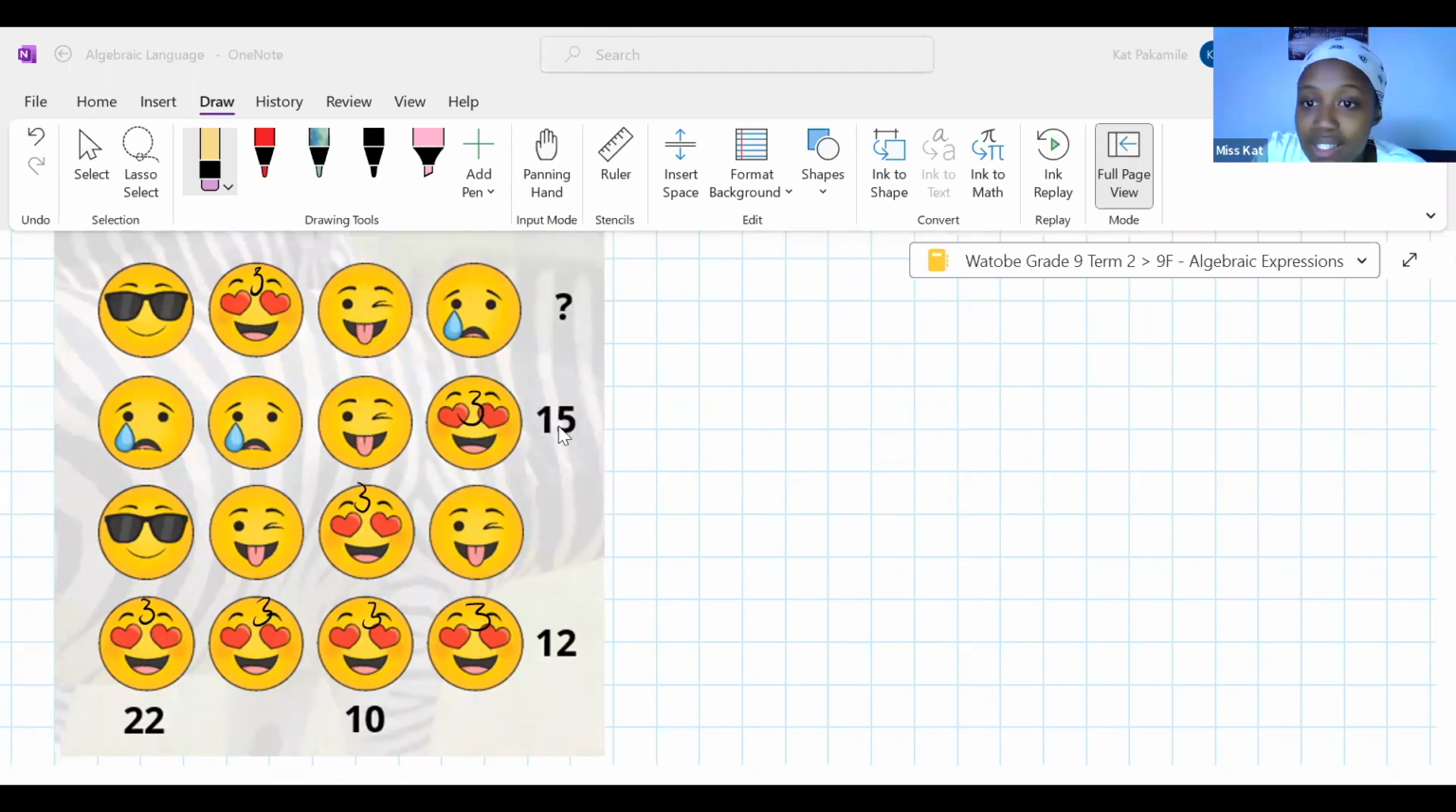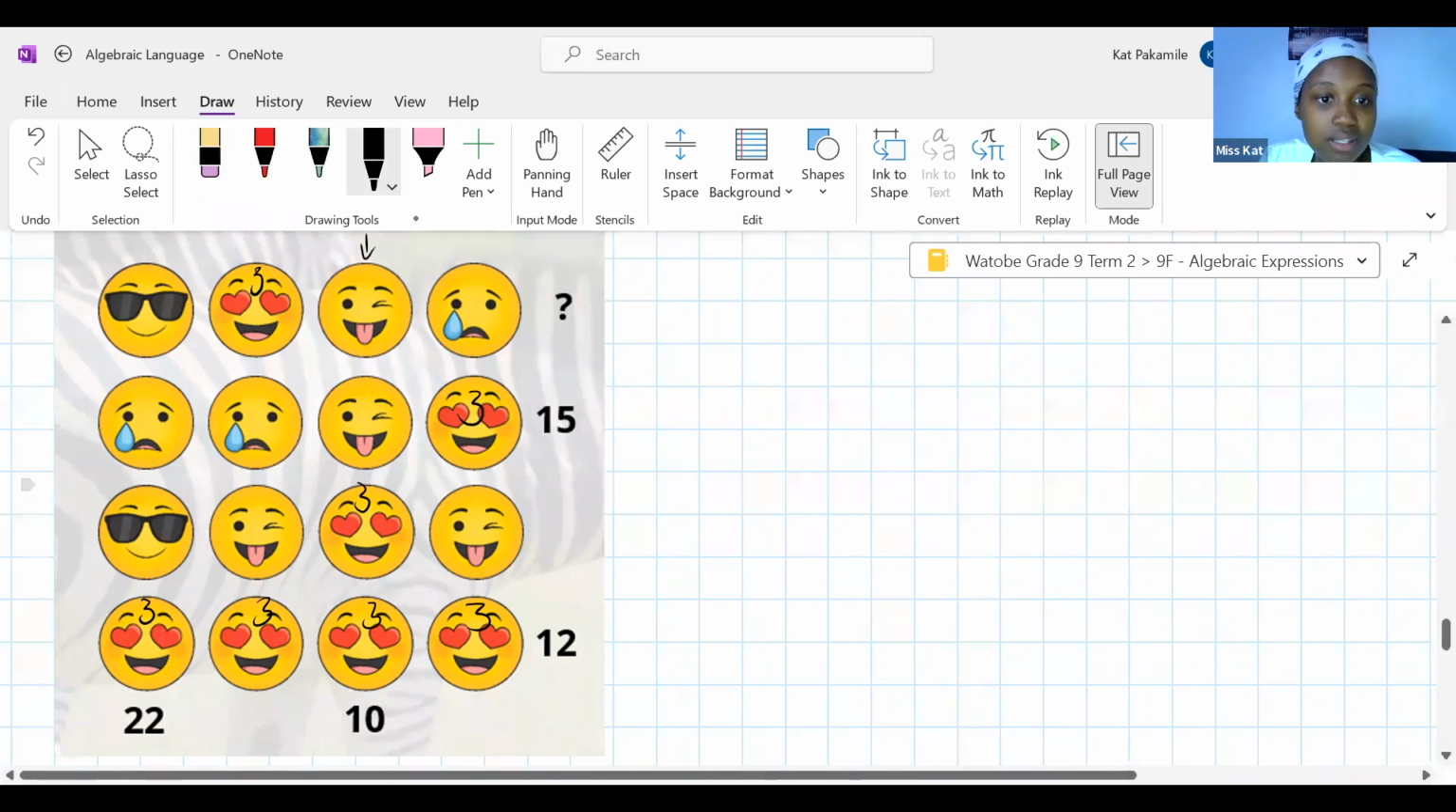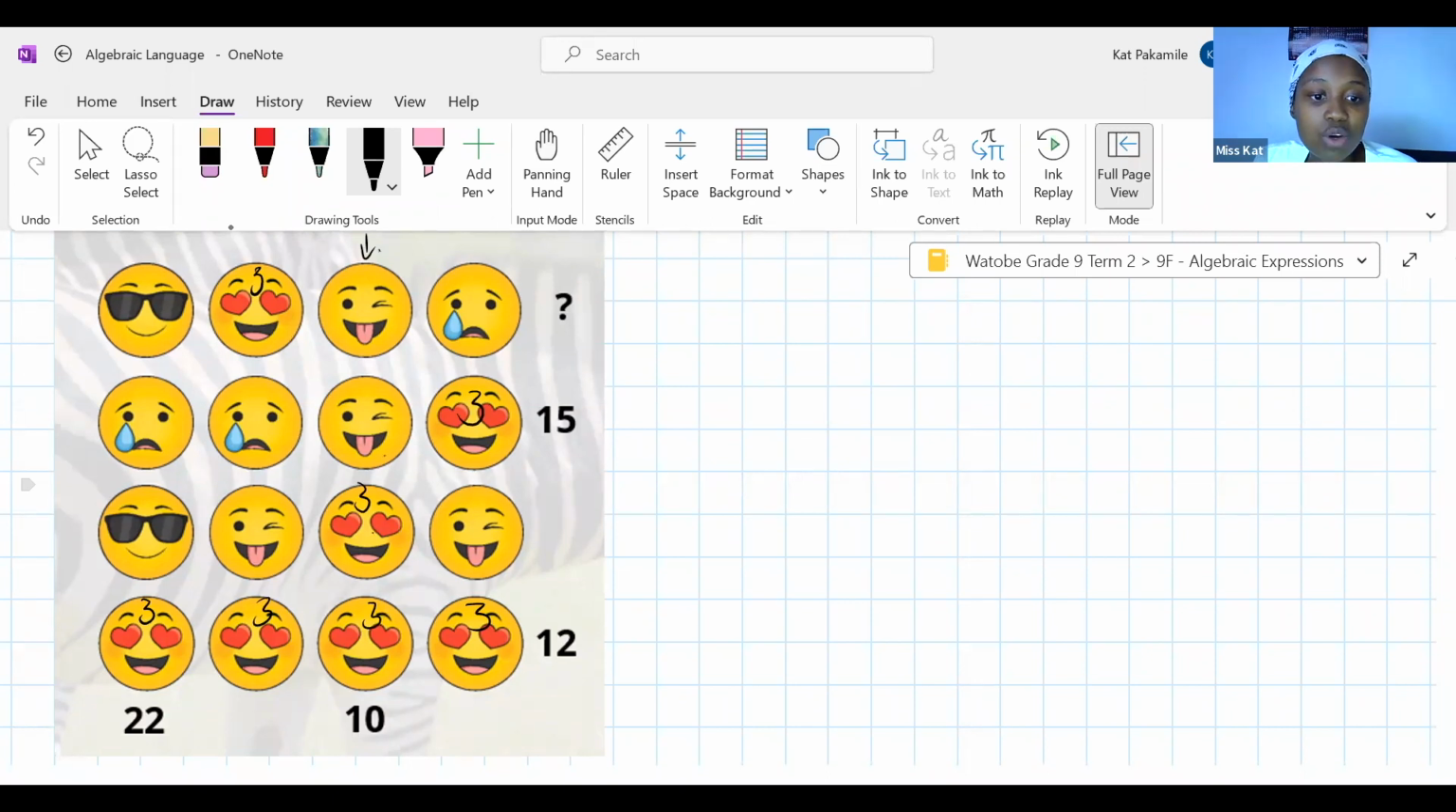Ooh, someone says, yes, Tabang. Look at this one. That adds up to 10. Can you see it? It's two heart faces plus two of the same winky faces. Yes, ma'am. So it's 3 plus 3, and this has to be 2 and 2 so that they add up to 10. So now we know the winky face is 2. There we go.